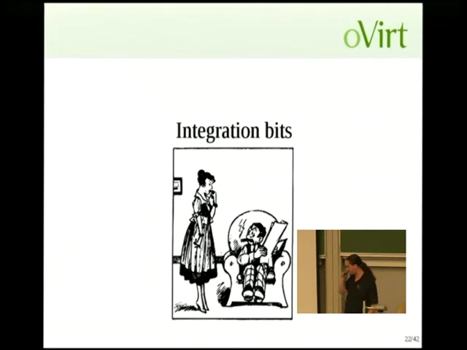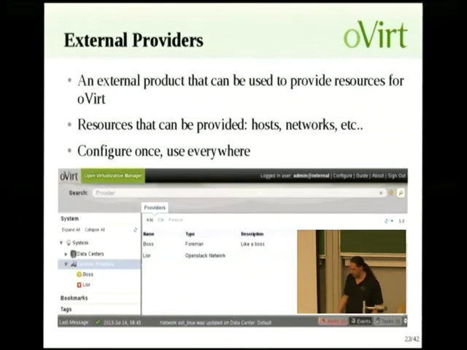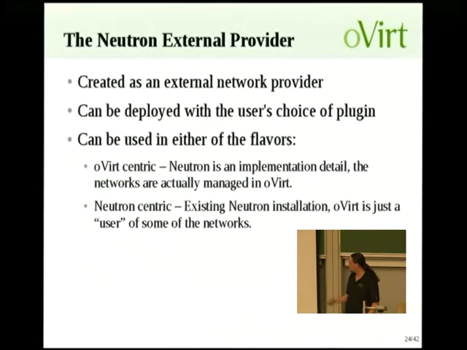So let's see how we integrated the two projects. From oVirt perspective, Neutron and some other external providers are just a new concept, external provider. It's software that is running externally to oVirt and can provide resources. So basically, we have external providers that can provide networking, hosts, and storage. Neutron is one of those external providers that we defined.